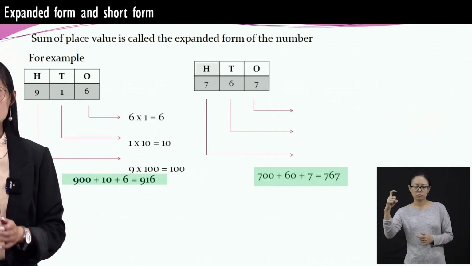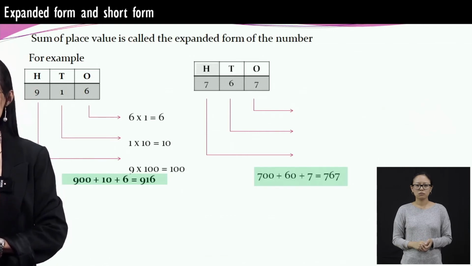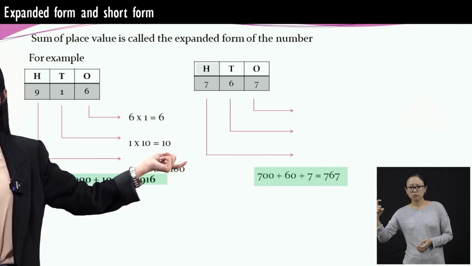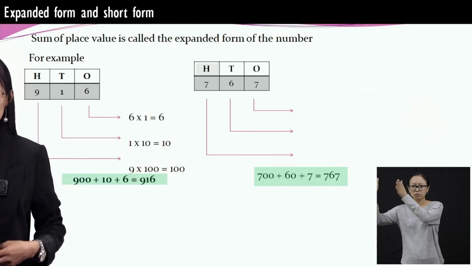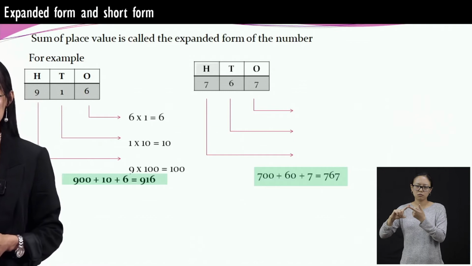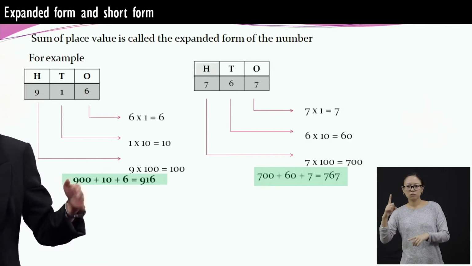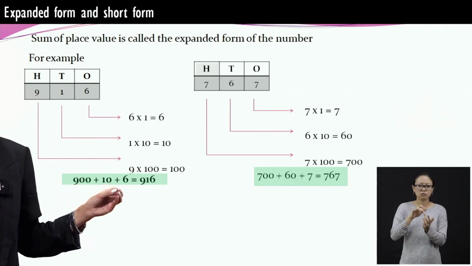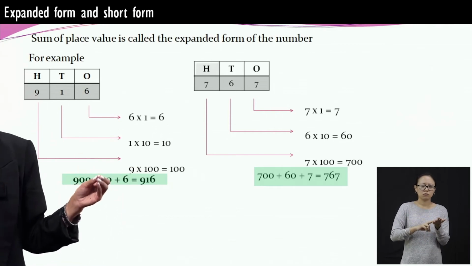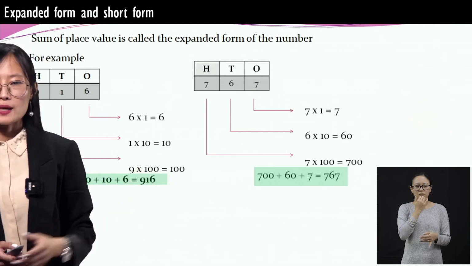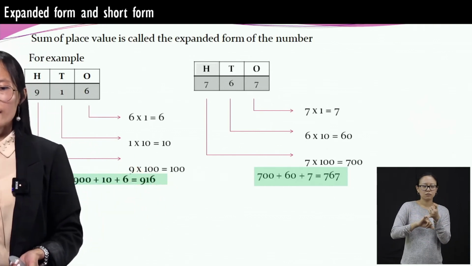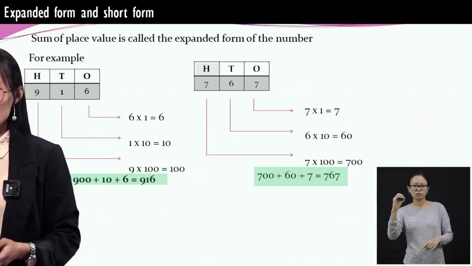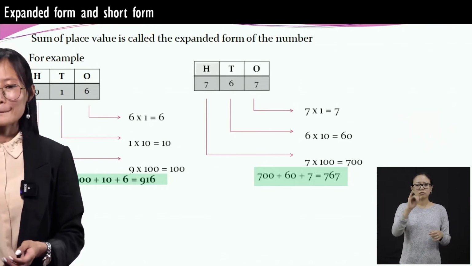767. Here we will start again from 7, the rightmost number, which is in the ones place. 7 into 1 is 7. Why? Because 7 is in the ones place, that is why we are multiplying it with 1. Now the next number is 6. 6 is in the tens place, so multiply with 10. 6 into 10 is 60.